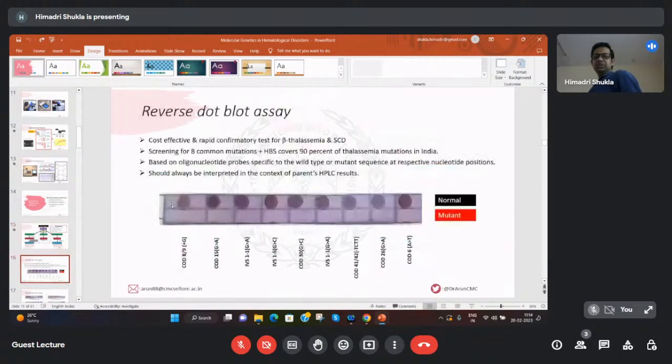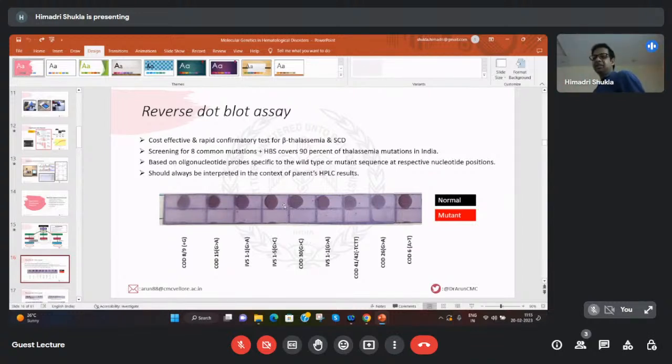So we do something called a reverse dot blot assay, quite similar to, say, for example, IHC, based on a hybridization technique. Just like IHC, here the top row will have probes that will identify the normal sequences. The bottom row will have probes attached to it, which will identify the mutated sequences. So when you do the PCR and then subsequently add this membrane, if you get a dot on the top row, then you have a normal sequence for that particular codon position. If you get a dot on the bottom row, you have a mutation. It's as simple as that.